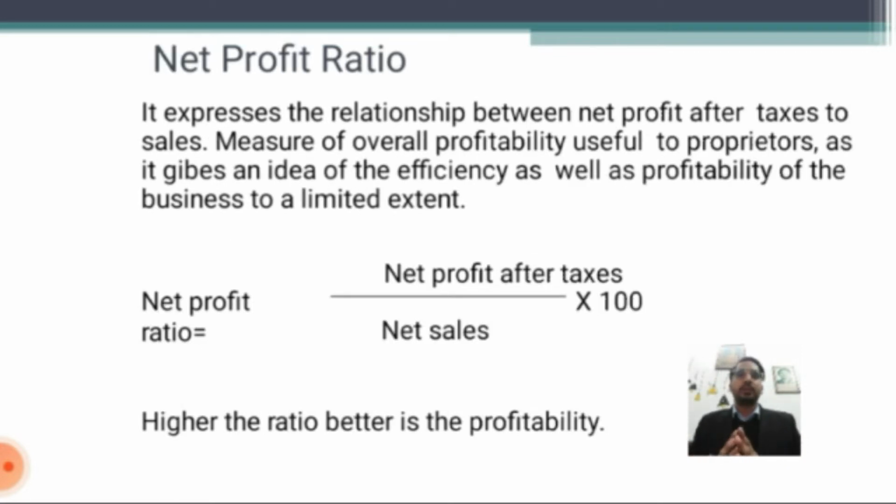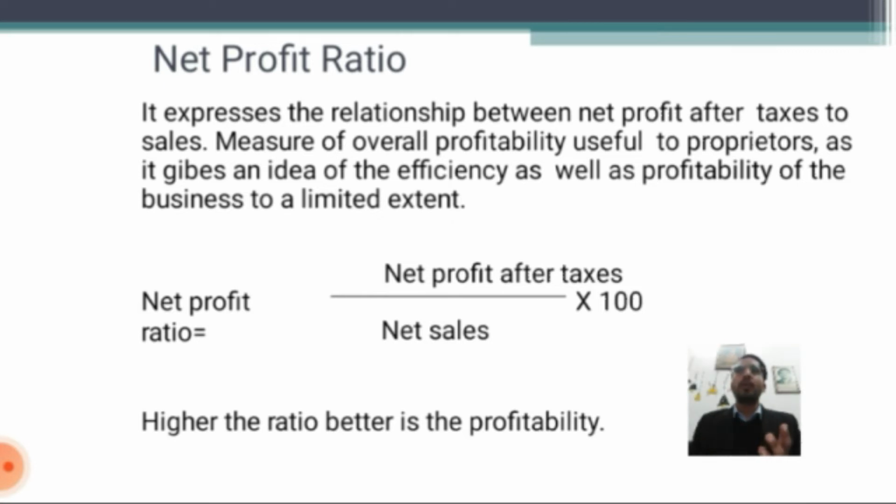Second one, net profit ratio. It expresses the relationship between net profit after tax and sales. It is a measure of overall profitability and is useful to give an idea of the efficiency as well as profitability of the business to a limited extent. Net profit ratio is equal to net profit after tax divided by net sales multiplied by 100. Net profit is equal to gross profit plus other income minus indirect expenses.